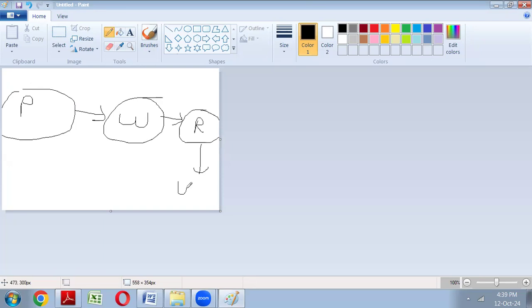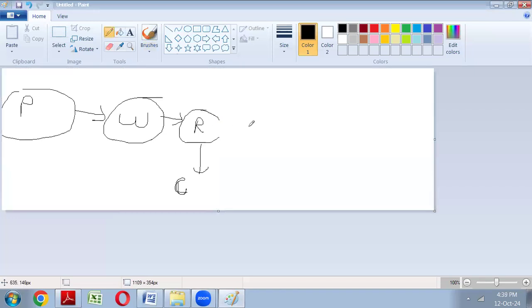Here I am not having the space, so I'm writing C for the customer at last. It would be on the right side, or else I can draw it this way. Okay, so it is called a distribution channel.